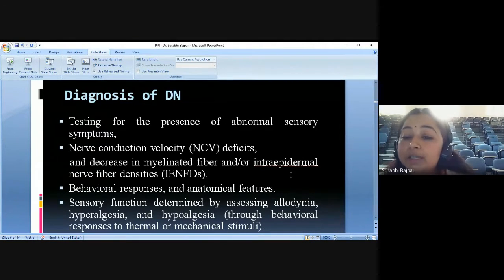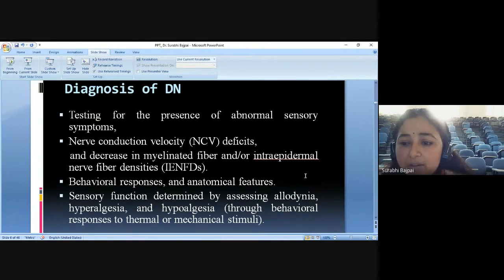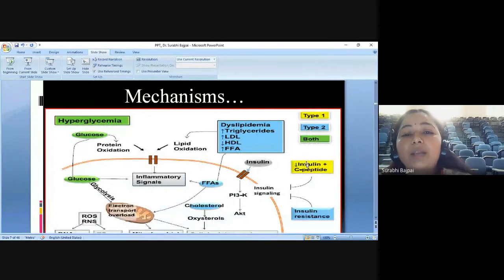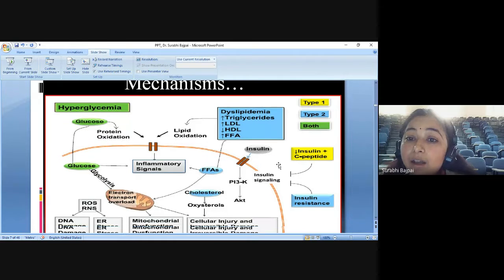The sensory functions are determined by simple behavioral tests like the cold allodynia test, the hyperalgesia test, the hypoalgesia test, and various other tests which we have conducted in our laboratory, and these can confirm the pathogenesis of diabetic neuropathy. So through the behavioral responses itself, we can determine whether diabetic neuropathy has been caused or not. So let's look at the mechanisms underlying diabetic neuropathy. Why does this occur and how does it proceed?